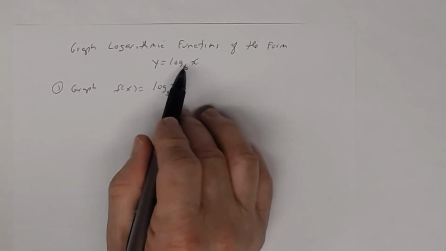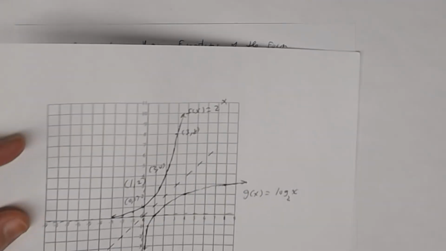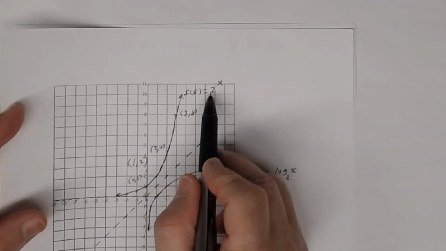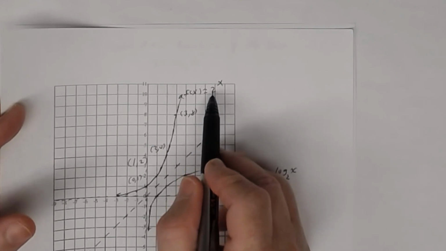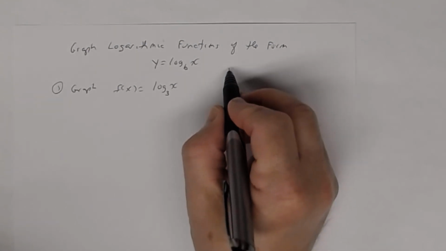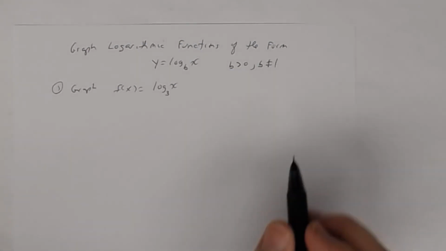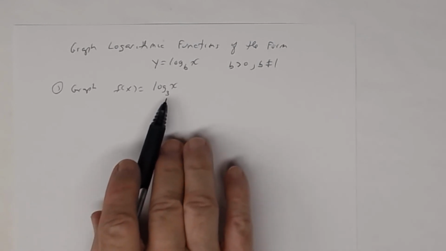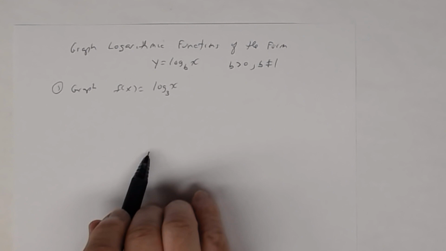A couple of things I remind you about your base, and that goes back to an exponential. When we talked about an exponential, we said that the base must be a positive number and the base cannot equal 1. The same thing is true with a logarithm. The base must be positive and the base cannot equal 1. So always make sure that's the case.